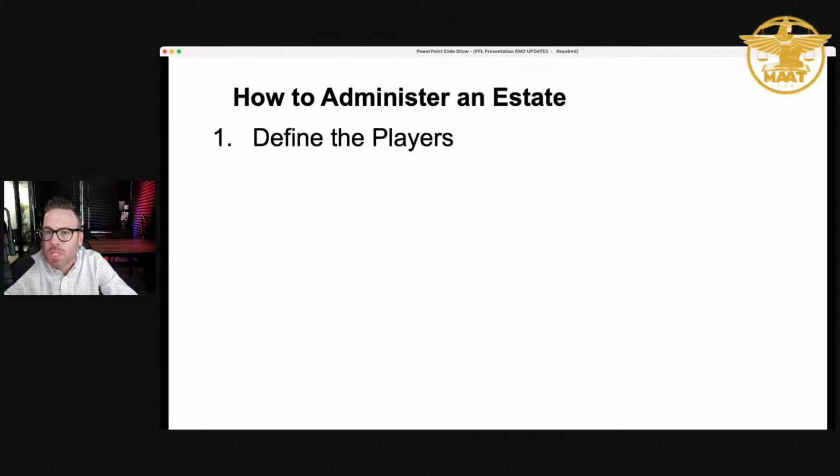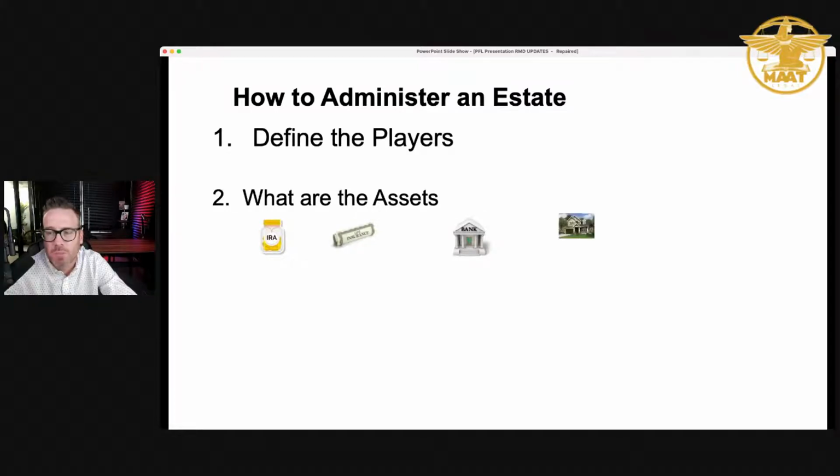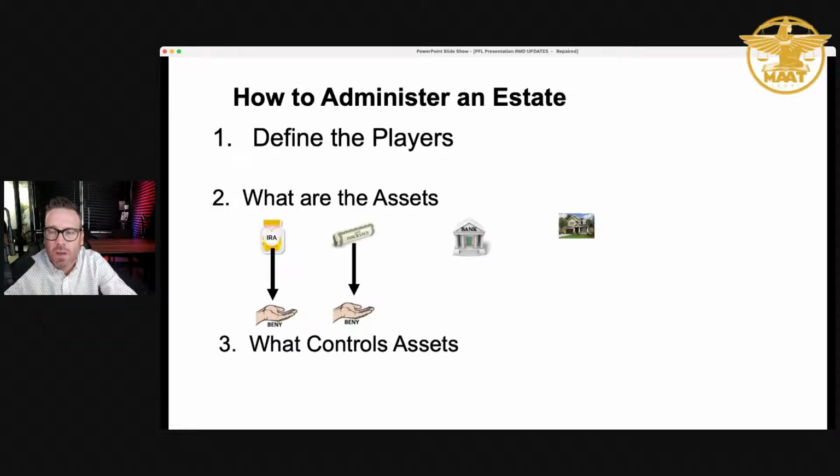Okay. So how do you administer an estate? Here's what you're going to do. Number 1, define the players. Then 2, figure out what assets are in the estate. Could be retirement accounts like an IRA, life insurance, bank accounts, real estate. And then, what controls the assets? Things like IRAs and life insurance usually have a beneficiary. If that beneficiary contract is filled out and names someone, that's going to be controlling, and that does not go through probate.